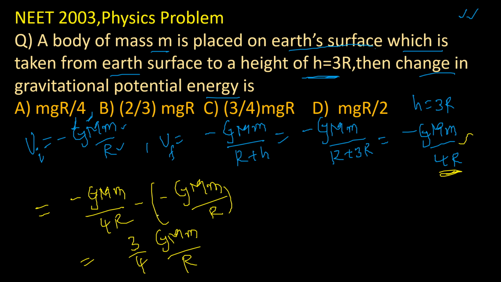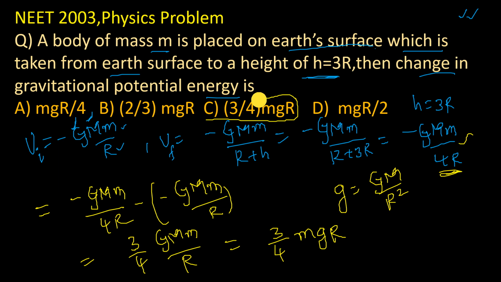If you take the LCM, we get this. Normally, you know, the g value equals capital G capital M by R square. If you do this, it gets converted into 3 by 4 into mgR. The answer is C. So this is the answer.